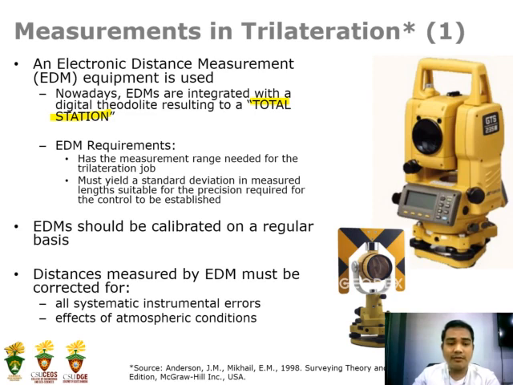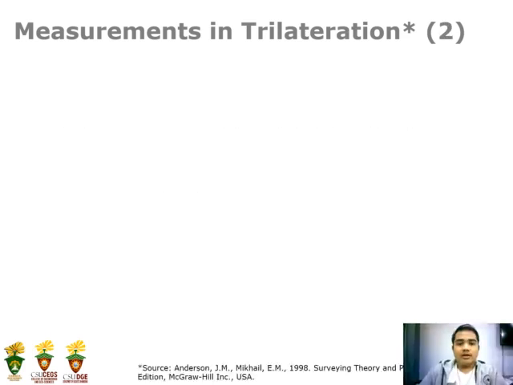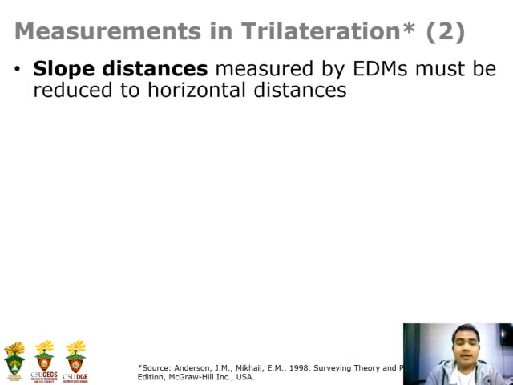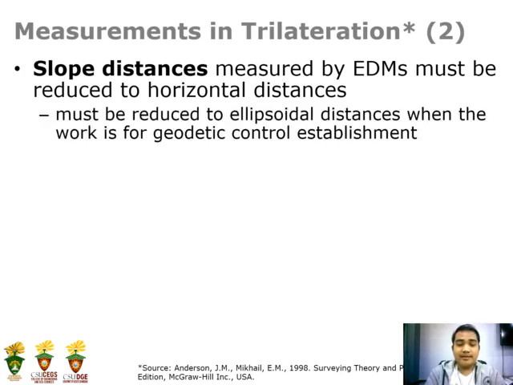atmospheric conditions. Alright, so another note for the measurement of trilateration is that slope distances measured by EDM, or electronic distance measurements, must be reduced to horizontal distances. It means to say that it must be reduced to ellipsoidal distances when the work is for geodetic control establishment.